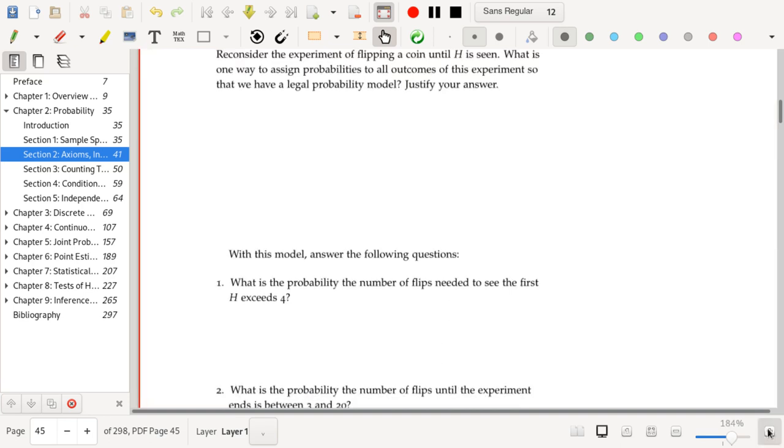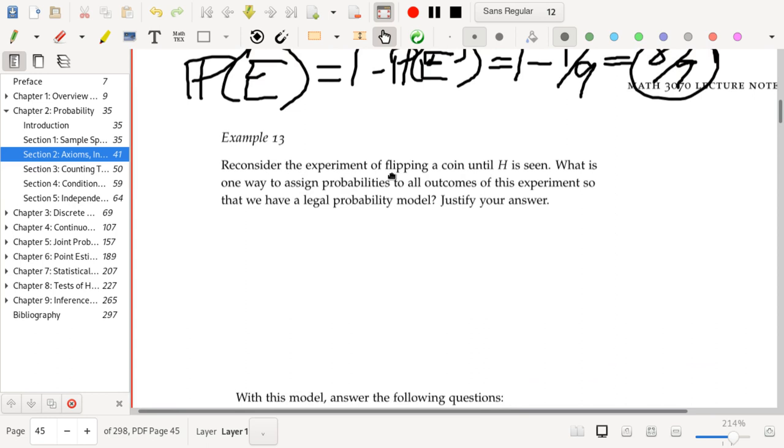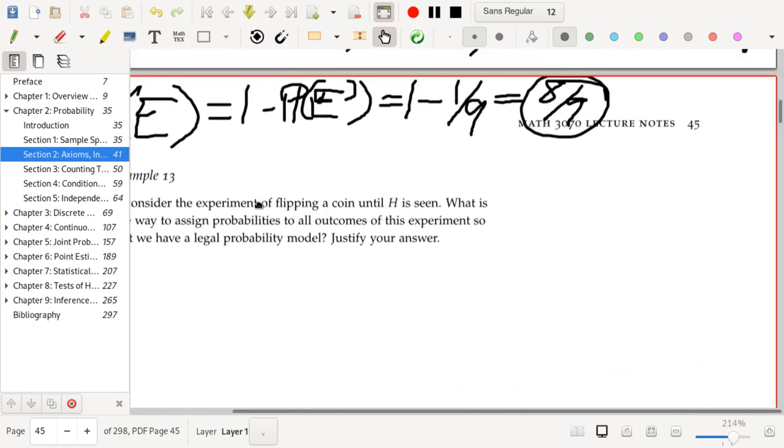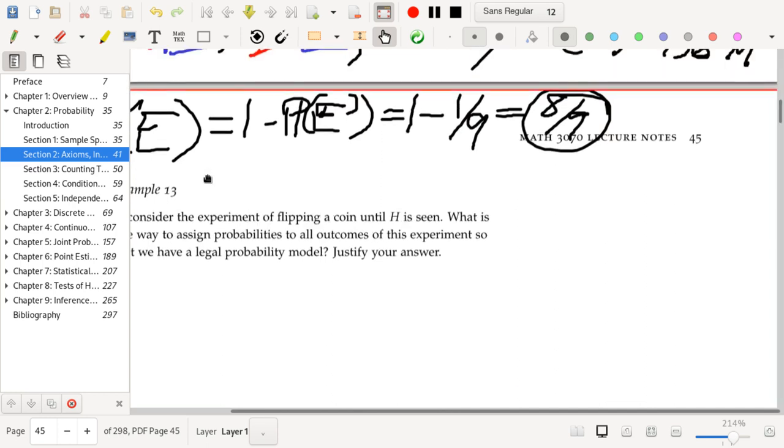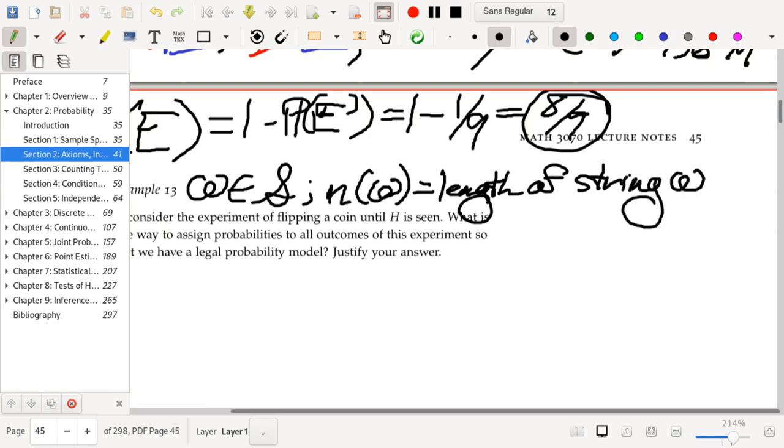I'm going to want to zoom in for this one. Zooming in for me is a way to get more room on this piece of paper. So we're going to define n of omega. So omega is an element of this sample space. So this is going to be one of those strings, heads, tails, heads, and so on. So we'll say that n of omega is going to equal the length of the string omega. So for example, n of the string TTH, this is a string of length 3.